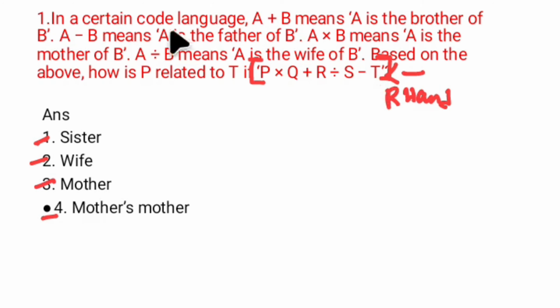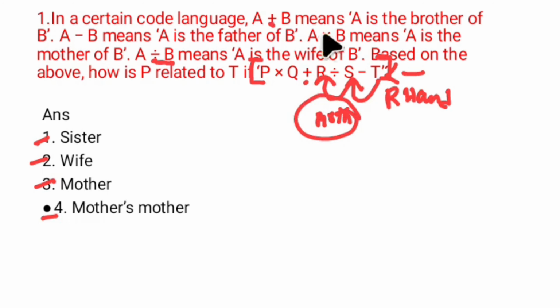Minus means what? Father. So T's father is S. And division means what? Division means wife. So father's wife is mother. So R is the mother of T. And plus means what? Plus means brother. So mother's brother means uncle. So R is the mother and Q is the uncle.